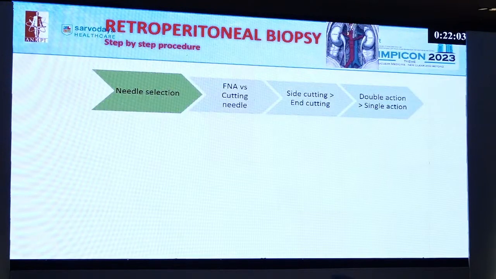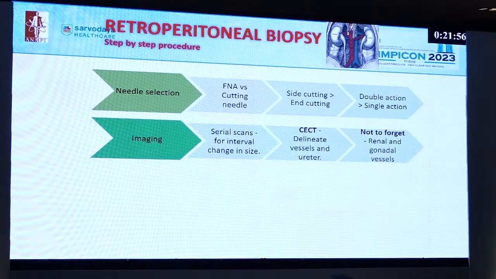Now the steps of doing a retroperitoneal biopsy. First, we have to select the needle. Then we have to do imaging. It's better to have a CECT that will delineate your vessels, and not to forget the renal vessels and gonadal vessels, because they are in the paravertebral locations, and you may injure them and the patient may land up somewhere else. So it is better to look at the renal and gonadal vessels and the ureter also.